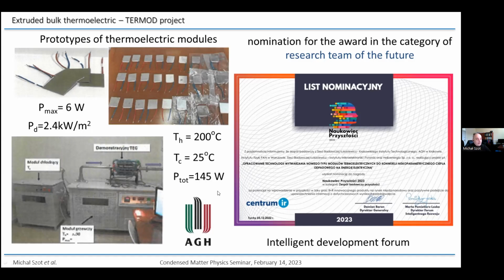So as a result, the project was finished, I think, successfully, and our consortium has obtained a nomination from the institution known as Intelligent Development Forum, a nomination for the award in the category of research team of the future.